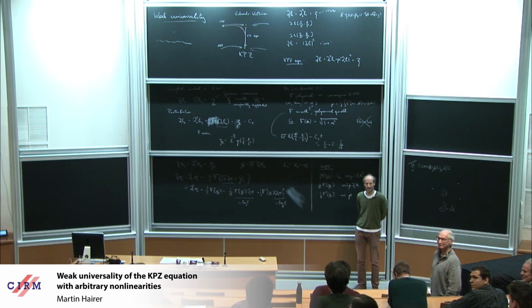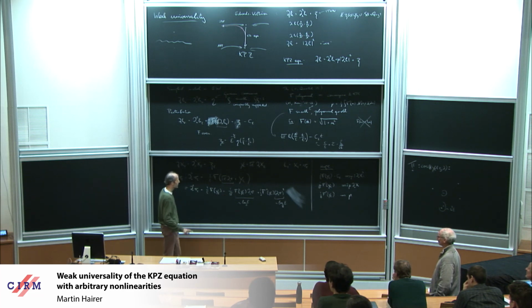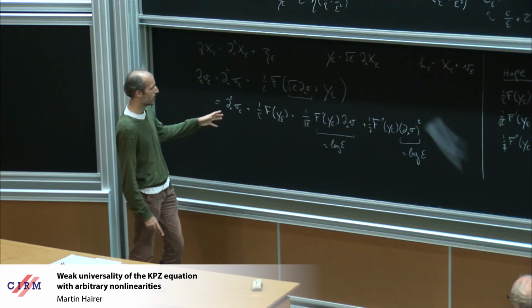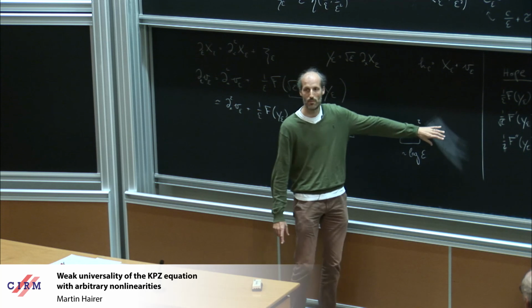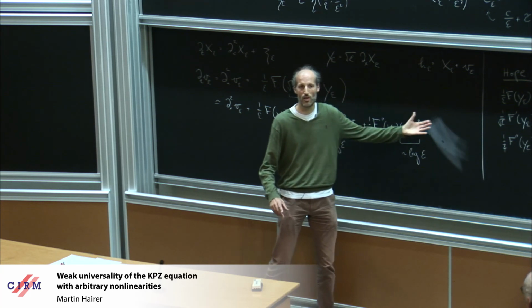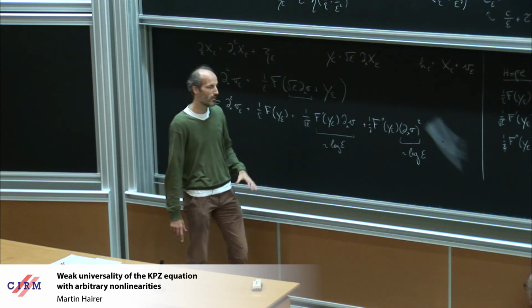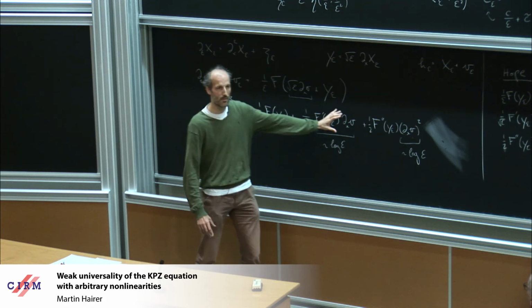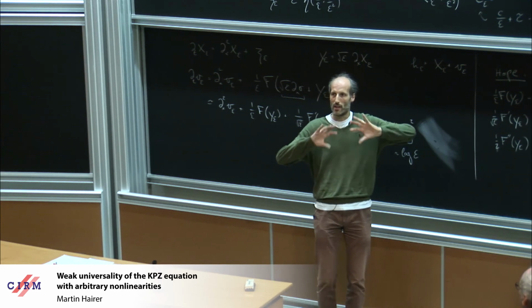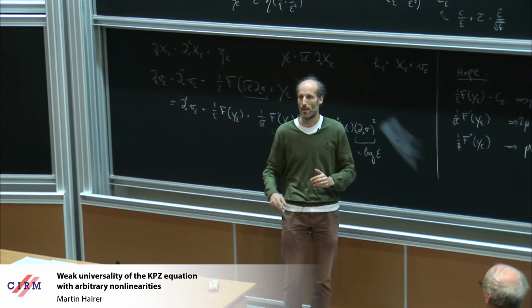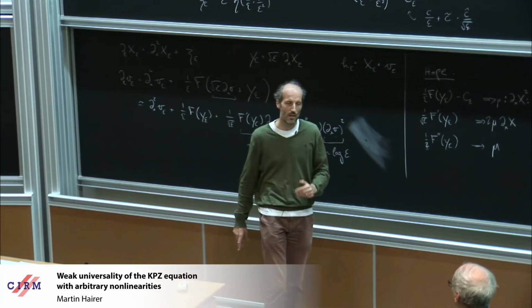In the special case where capital F is a polynomial, do you essentially follow the same approach? In the case where f is a polynomial, we don't even do that. If it's a polynomial, it has a finite Taylor expansion, so the whole thing is a polynomial. You can directly fit this into the theory of regularity structures.